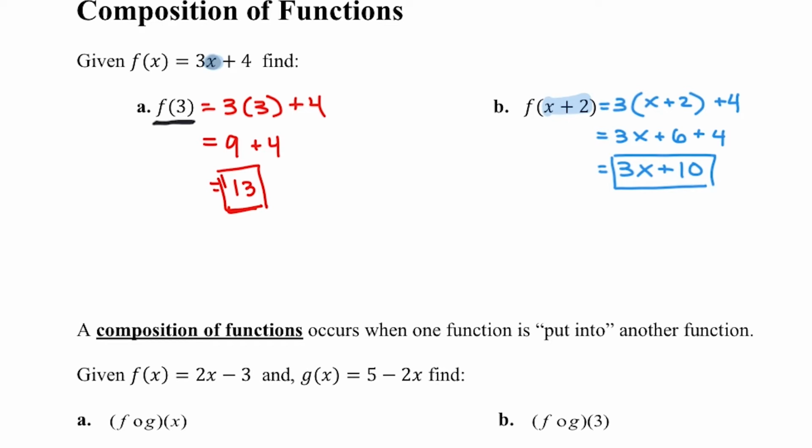A composition of functions can be written two ways. One is like this, f of g of x. What this means is you're taking the function g and plugging it into f. It's also written this way, f of g of x. So this is an open circle, and this is saying the exact same thing as this over here. We're taking the function g and plugging it into f.